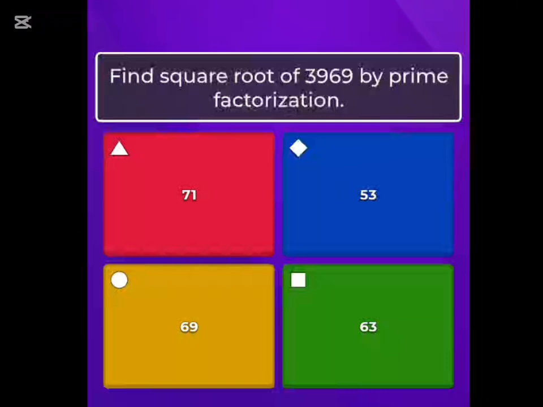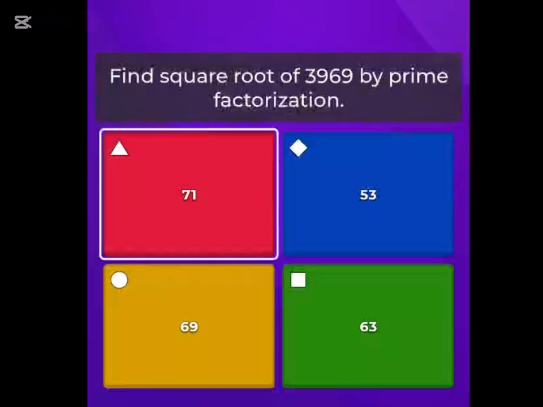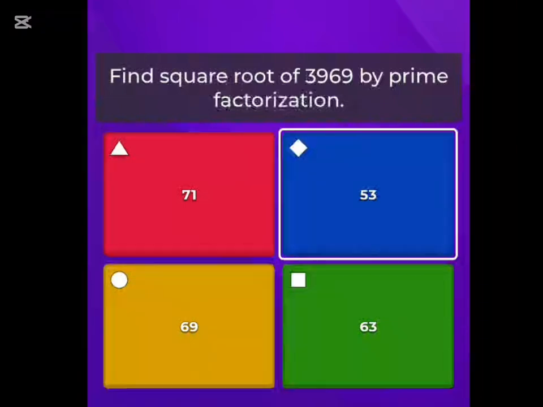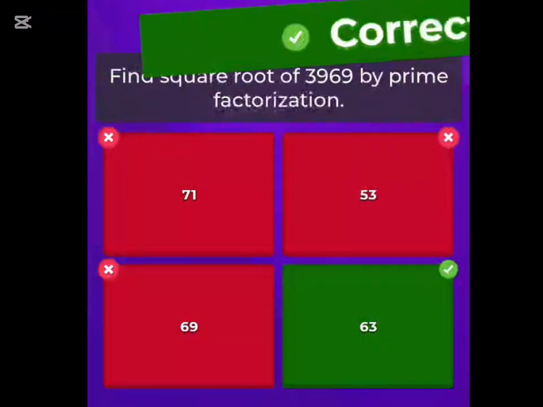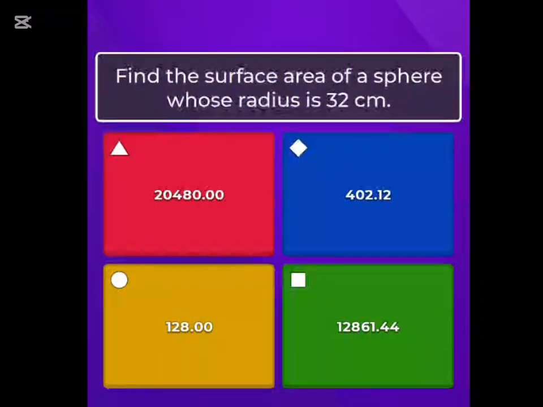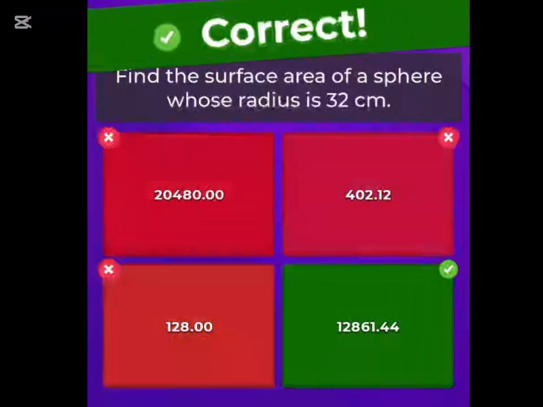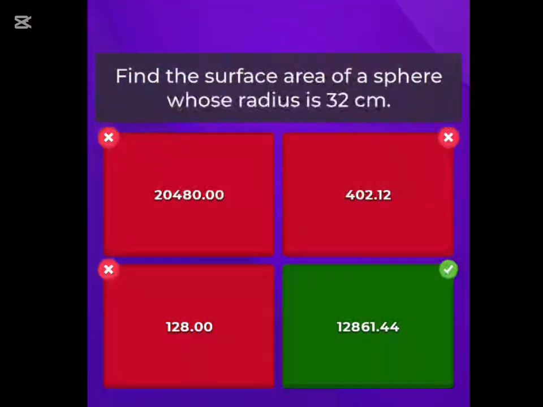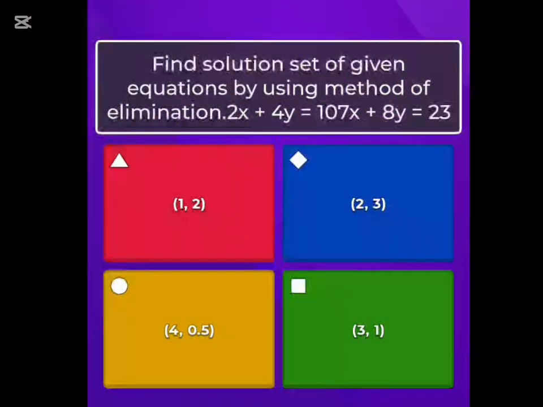Find square root of 3,969 by prime factorization. 71, 53. Find the surface area of a sphere whose radius is 32 centimeters. Find solution set of given equations by using method of elimination. 2x plus 4y equals.